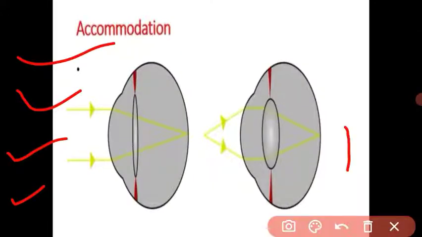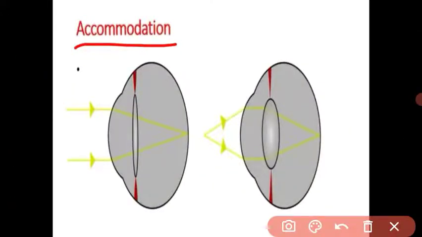Next is the accommodation. First I will explain what is meant by accommodation. Accommodation is the process of focusing the eye to see objects at different distances, because we can see very far objects and we can see nearby objects. At that time some changes occur in our eye structure, and we are able to see at far distance and at near distance. One by one we will see.